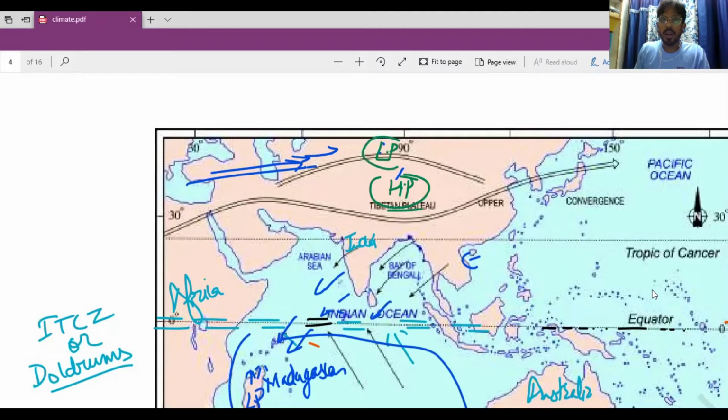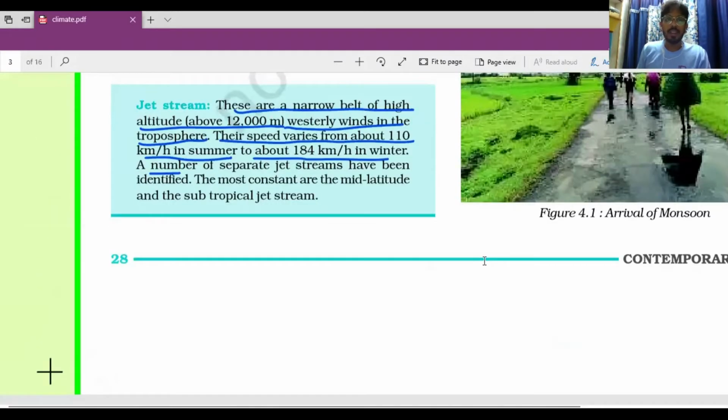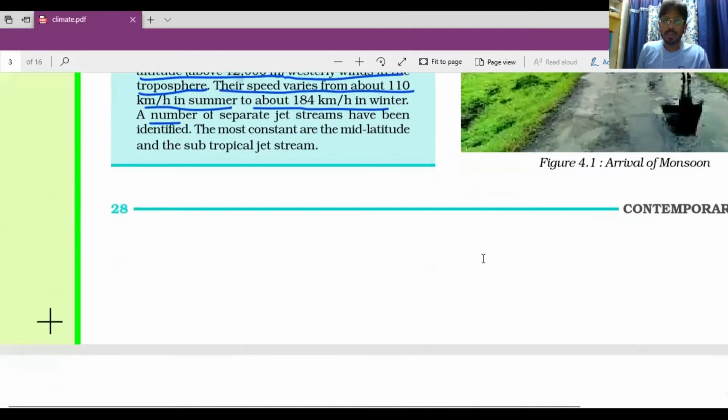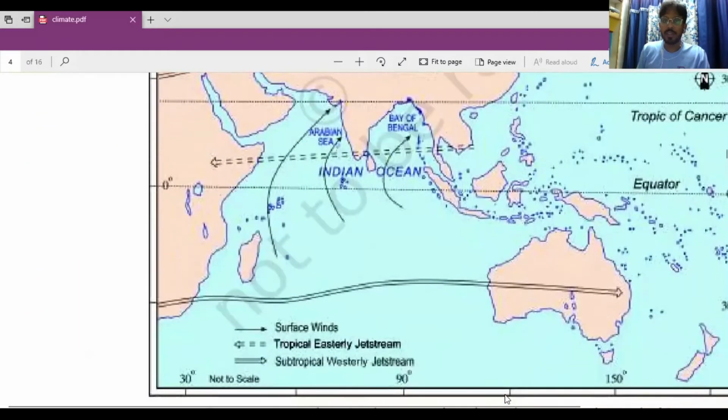on the upper area above the Tibetan plateau, this will attract all other winds towards it, and these winds flow at around 184 kilometers per hour. These winds are known as jet streams, and they also flow in summers, at 110 kilometers per hour. Let us understand what happens in summers.